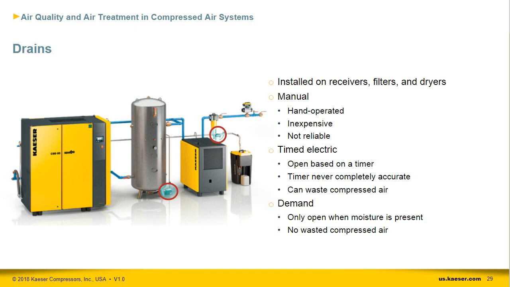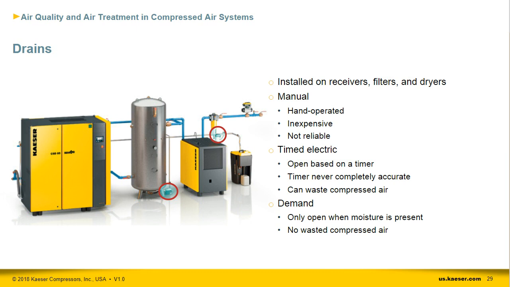Timed electric drains are set on a timer to discharge. This makes them a bit more reliable, however, they will always open when the timer goes off, even when there's no moisture present in the system. Also, it's important to adjust the timers for the season. They would need to open more often during the summer than the winter. Timer adjustment must be done manually, so that's also easy to miss.